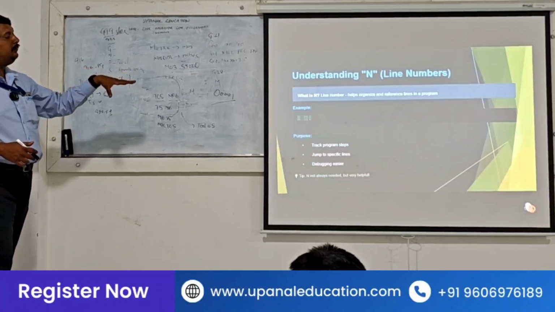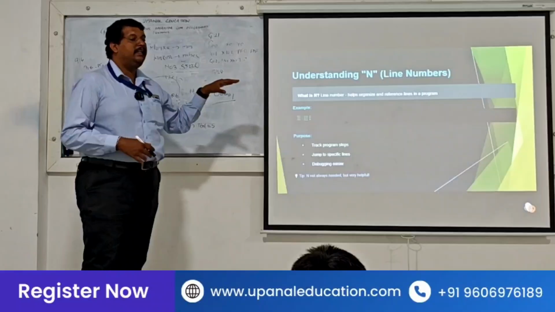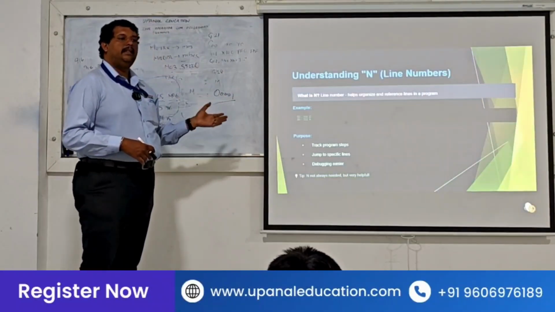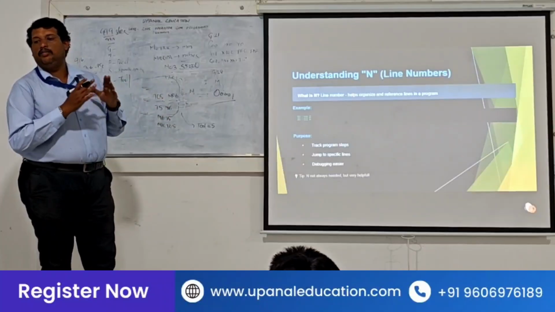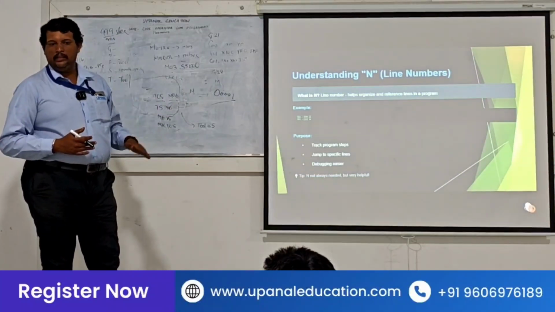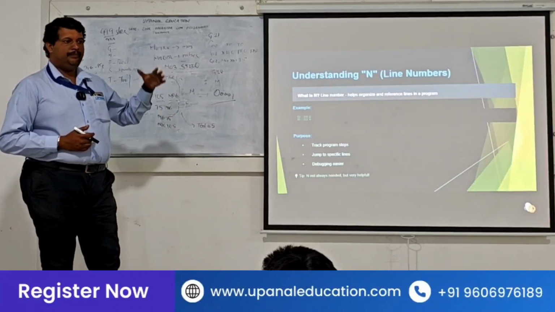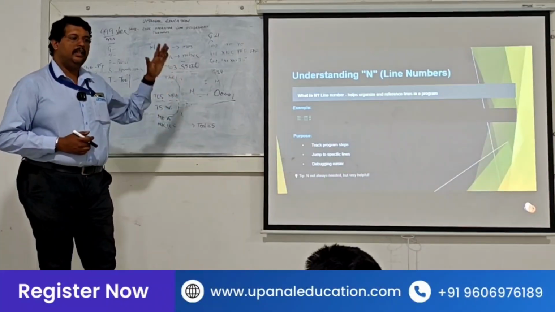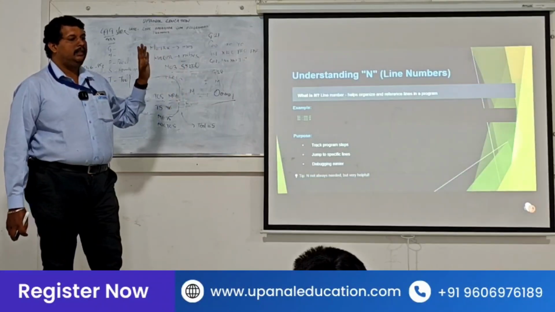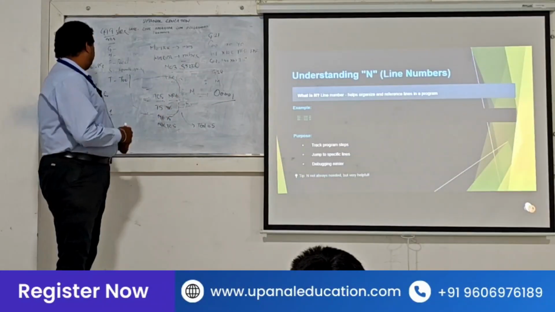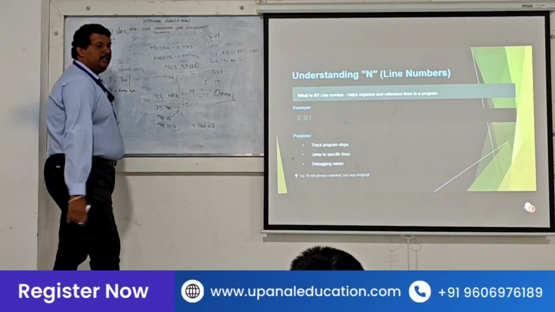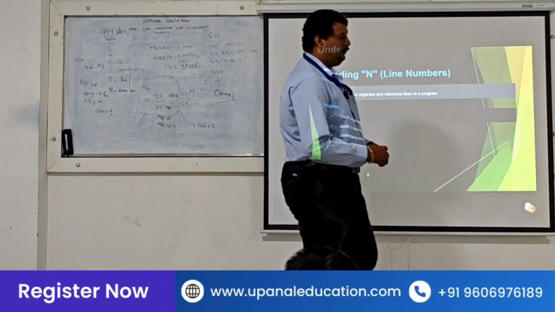So N is the line number. For each line we will give the number as N. That can be N10, N20, N30 in increments of 10, 5 or even 1. N1, N2, N3, or N5, N10, N15, or N10, N20, N30. So N basically means line number.